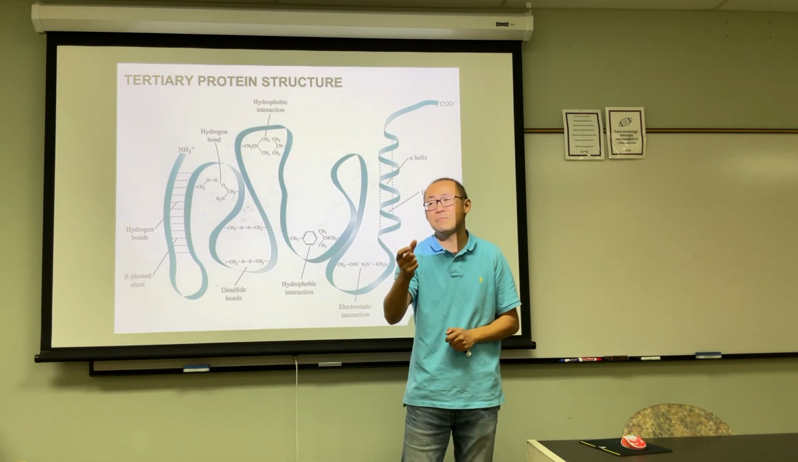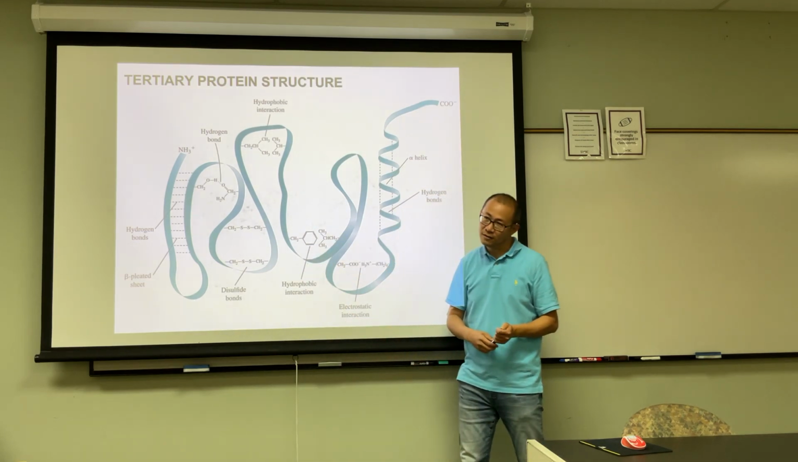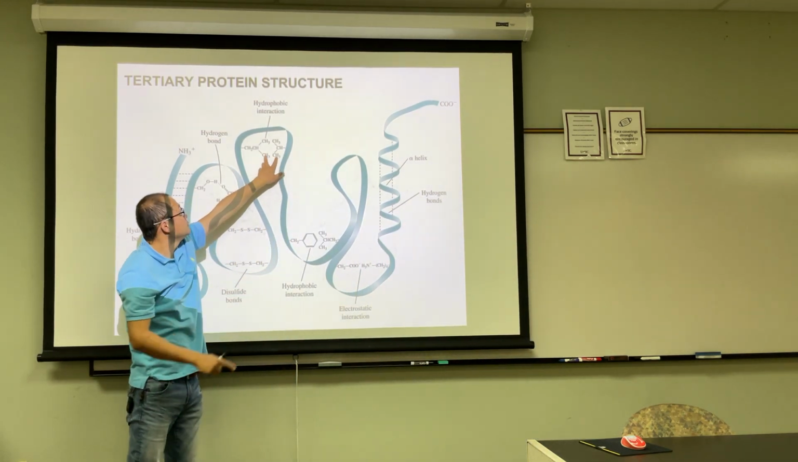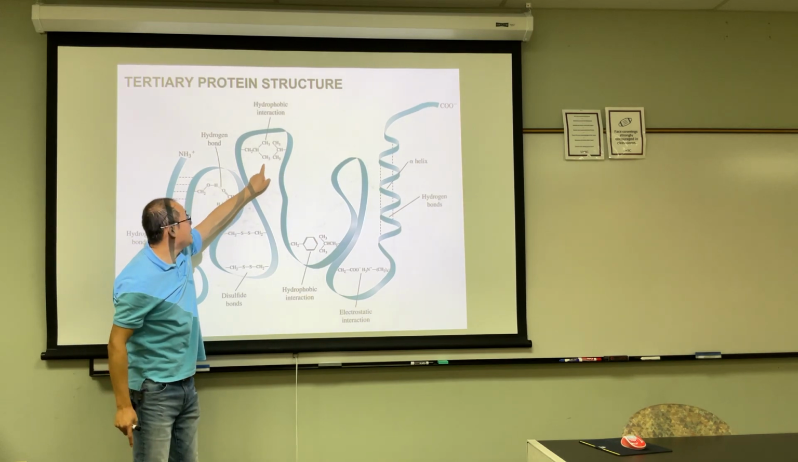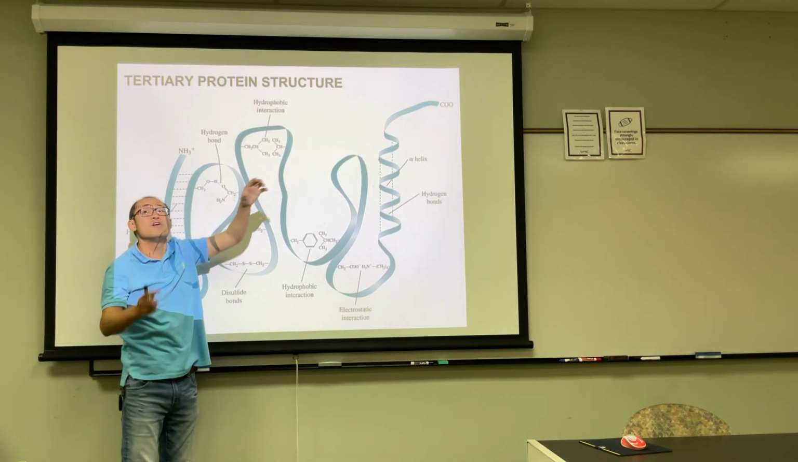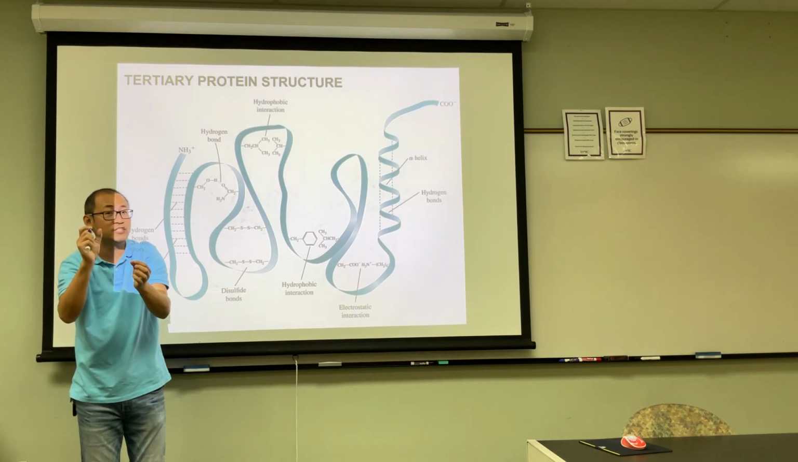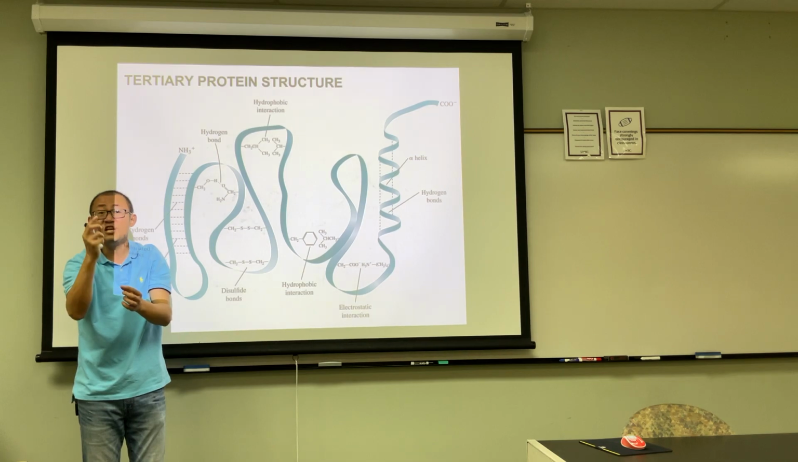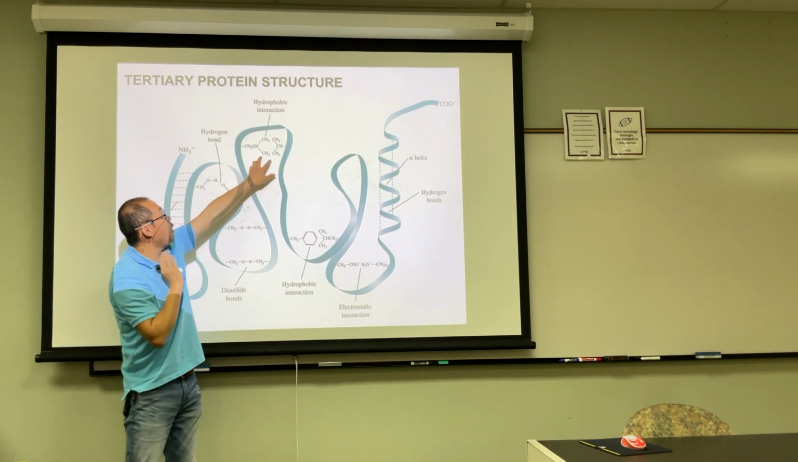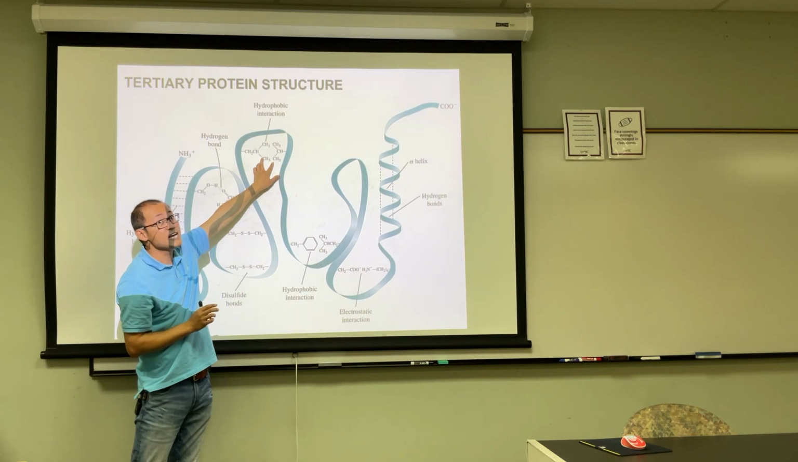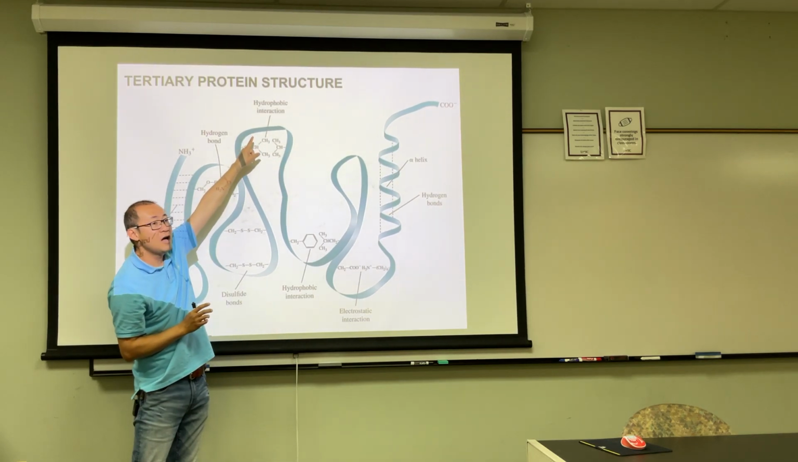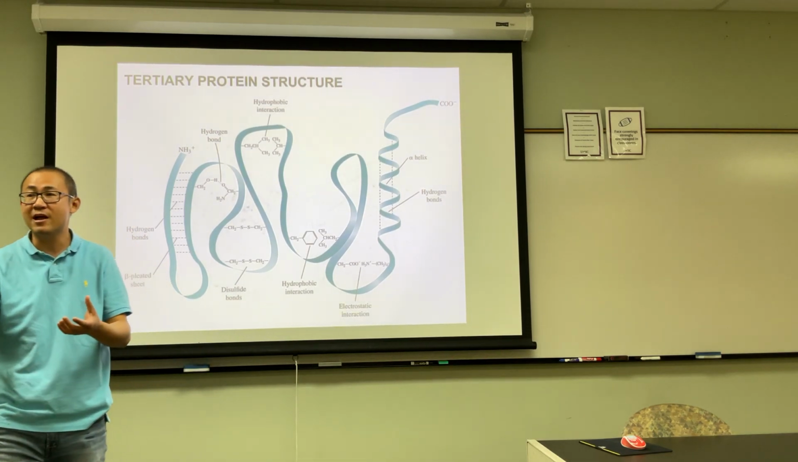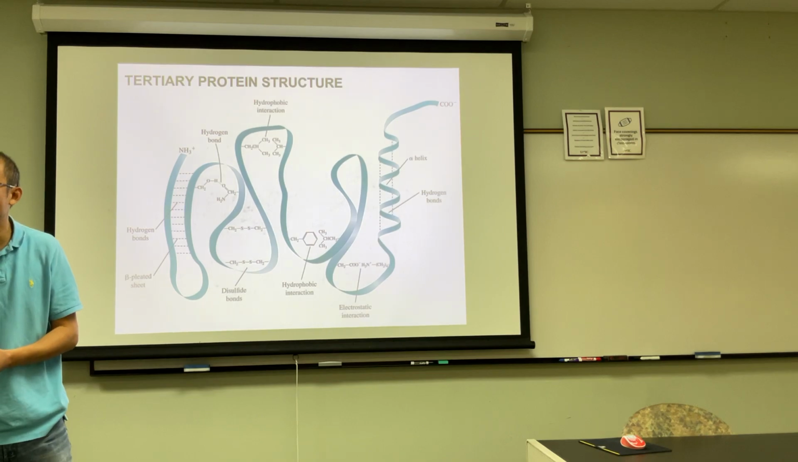Because of these 4 types, take a look at these interactions. If your side chains are both non-polar, you see hydrocarbon, hydrocarbon, they will like each other because they're non-polar. Again, tertiary is how many side chains? 2 side chains. Only 2. If they're both non-polar, they like each other, and we call that interaction hydrophobic interaction. So what is a hydrophobic interaction? It's the interaction between 2 non-polar side chains.